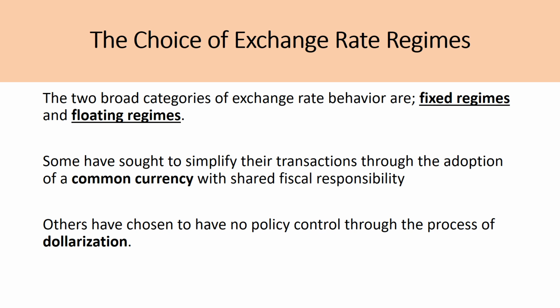So the two broad categories of exchange rate behavior are fixed regimes and floating regimes. Some have sought to simplify their transactions through the adoption of a common currency, with shared fiscal responsibility. The common example is the Eurozone with the euro. There are a lot of countries that share one currency, and that means that they have to share fiscal responsibility, while others, especially in South America, have chosen no policy control through the process of dollarization, where they simply substitute their domestic currency with the US dollar in order to provide that stability.